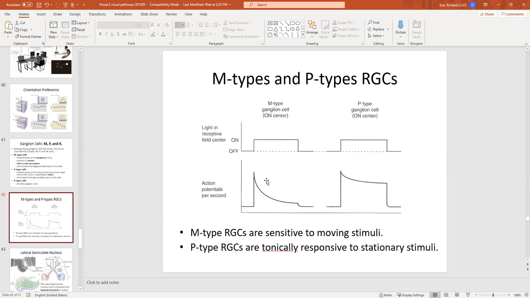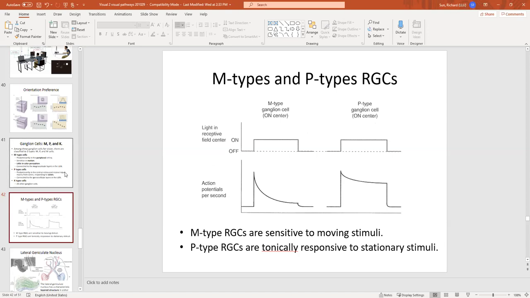And that's why it's sensitive to motion. Say if you are moving, you will see it, but over time, you don't respond to it, right? So that's the M type. They are neurons that adapt fast, and they are sensitive to motion. In contrast, P type are sensitive to color, and they adapt slowly. So they are more tonically responsive to stationary or continuous stimulus. So we can perceive color through this P-type neuron. So we have these two types of ganglion cells: M-type adapts fast, P-type adapts slowly.